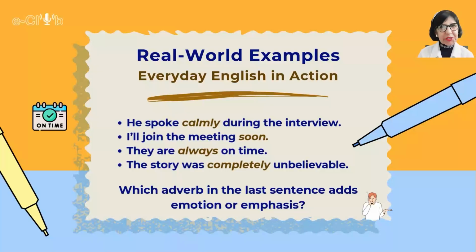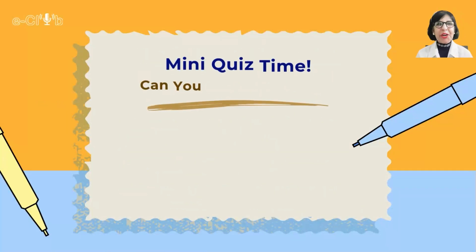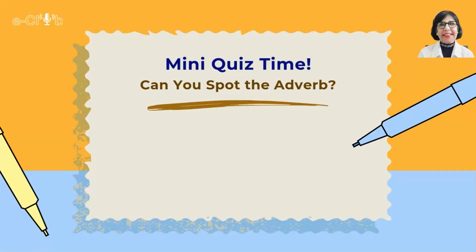Now here's a question for you. Which adverb in the last sentence adds emotional emphasis? Comment below. Let's have a mini quiz now. Alright, it's time for a quick review. I'll give you sentences. See if you can spot the adverb, then I'll explain.